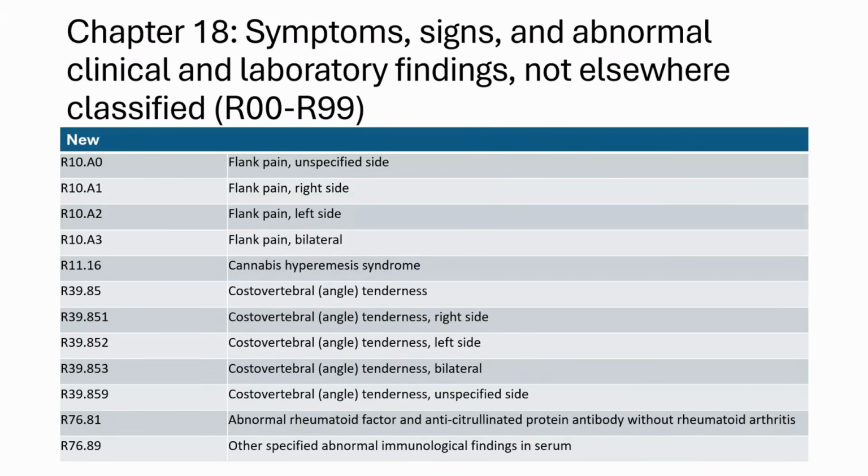Costovertebral angle tenderness is also new. This is an important finding, often documented in workups for kidney infections. So coders can now report it as right, left, bilateral, unspecified. And then we have R76.81, which captures abnormal lab findings, so patients who have abnormal rheumatoid factor or anti-CCP antibodies without rheumatoid arthritis, and R76.89 gives a place for other abnormal immunological findings in serum that don't fit.